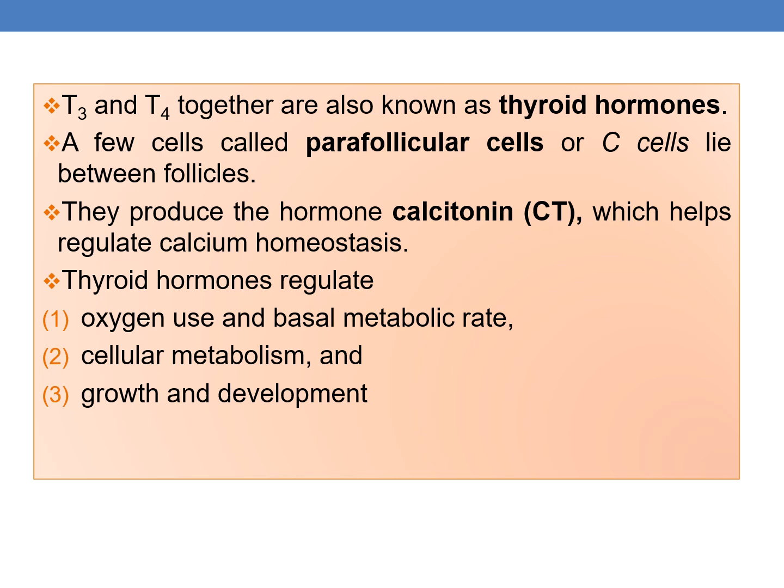A few cells called parafollicular cells or C cells lie between the follicles. They produce the hormone calcitonin, which helps to regulate the calcium homeostasis. And in general, the thyroid hormones regulate oxygen use and basal metabolic rate, cellular metabolism, growth and development.